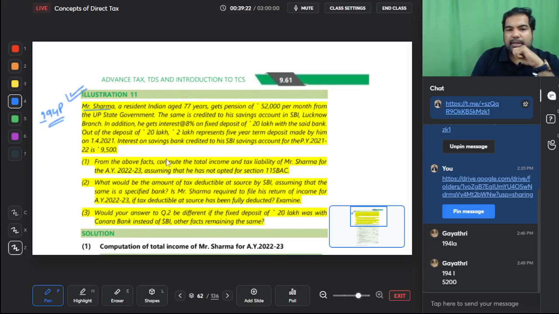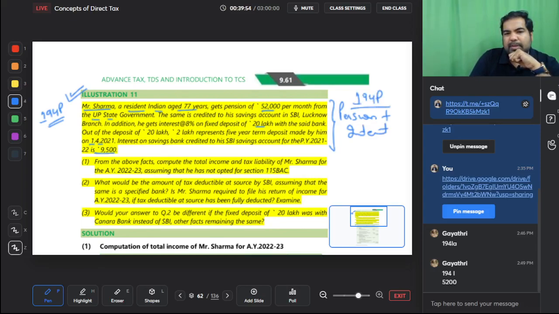Alright, Mr. Sharma, a resident Indian, age 77 years, gets pension of 52,000 per month from the UP state government. The same is credited to a savings bank account in SBI Lucknow branch. In addition, he gets interest at 8% on fixed deposit of 20 lakh with the said bank. Out of the deposit of 20 lakh, 2 lakh represents a 5-year term deposit made by him on 1st April 2021. Interest on savings account credited to his savings bank account is rupees 9,400. So guys, he is getting pension plus he is getting interest, both in the same bank account. So under 194P, he is a specified senior citizen notified, and TDS will have to be deducted at average rates.